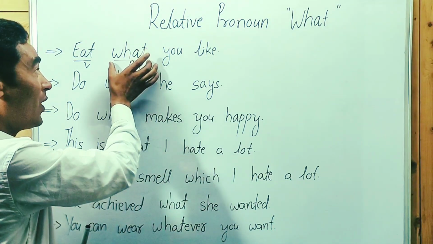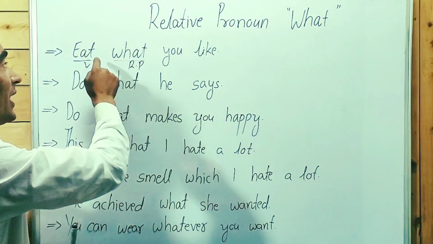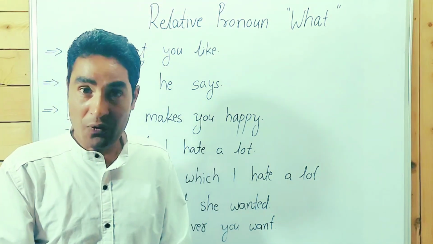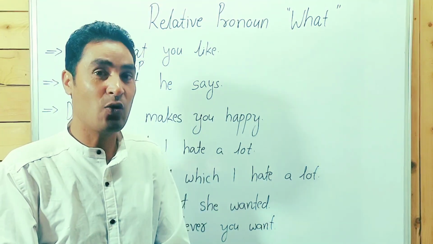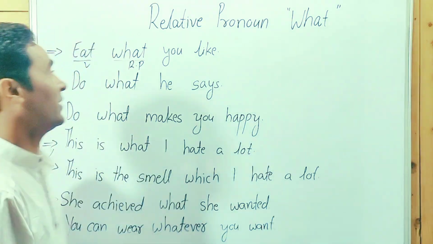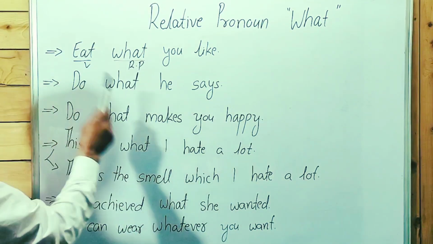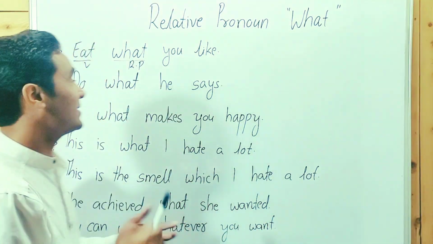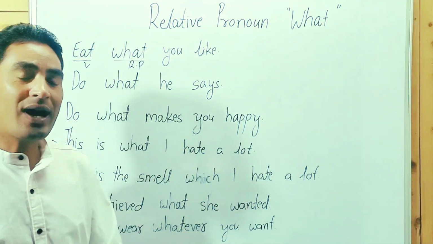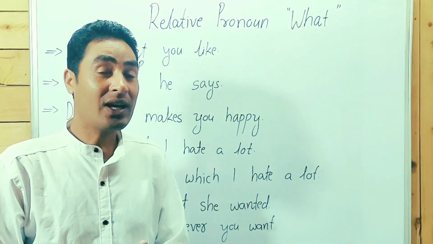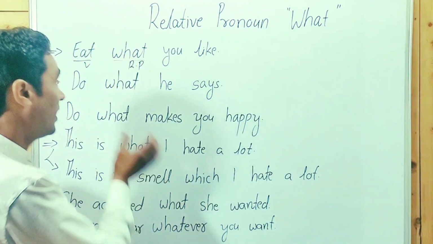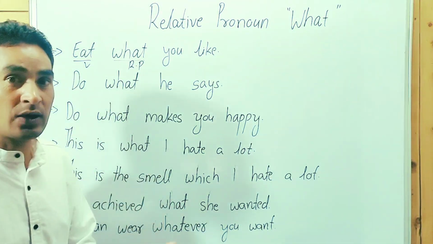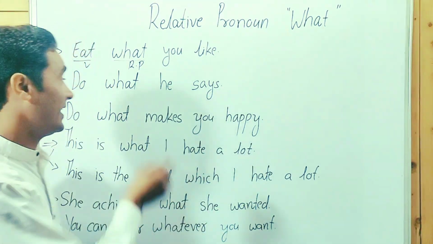In this case we use what. Otherwise, if the noun has been given, we use which for non-human beings. As you know, which is used for non-human beings as a relative pronoun. Do what he says. Guys, point to be noted, do what he says. We don't know what he says here in this sentence. The noun has not been mentioned.